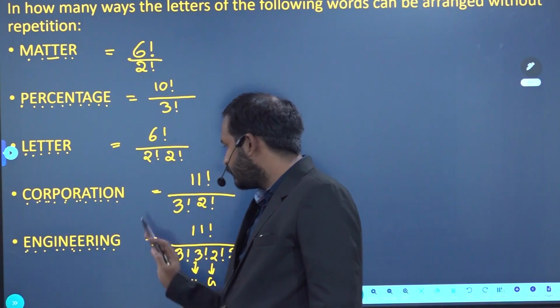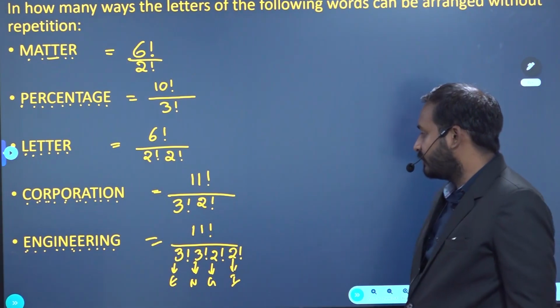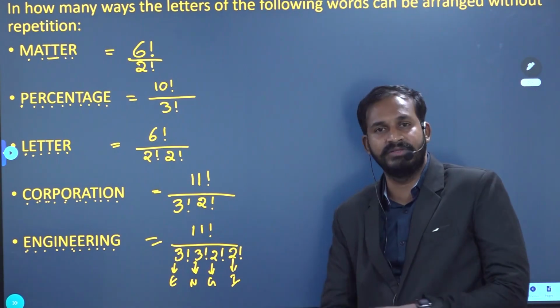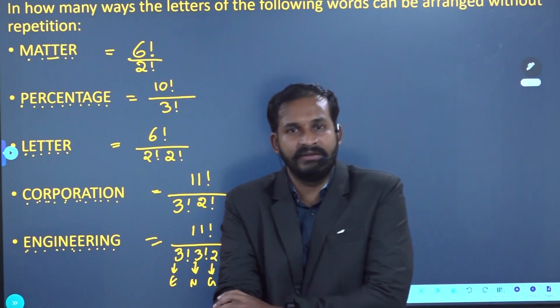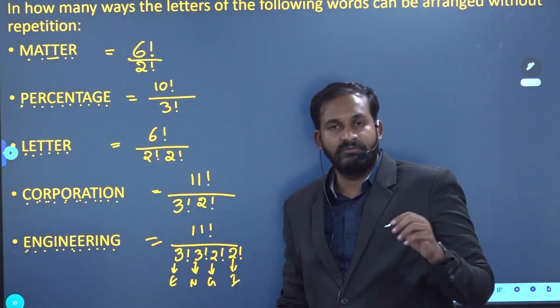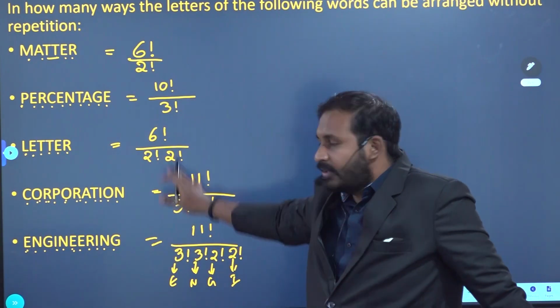So is there any other? Only R is there. Now my answer will become 11 factorial by 3 factorial into 3 factorial into 2 factorial into 2 factorial. Write them individually, students. Okay, understood? Now I think everyone understood what this arrangement is, how we need to arrange by this simple process.